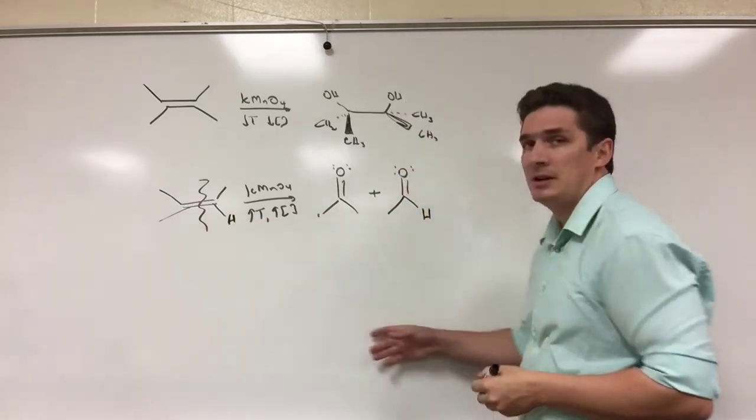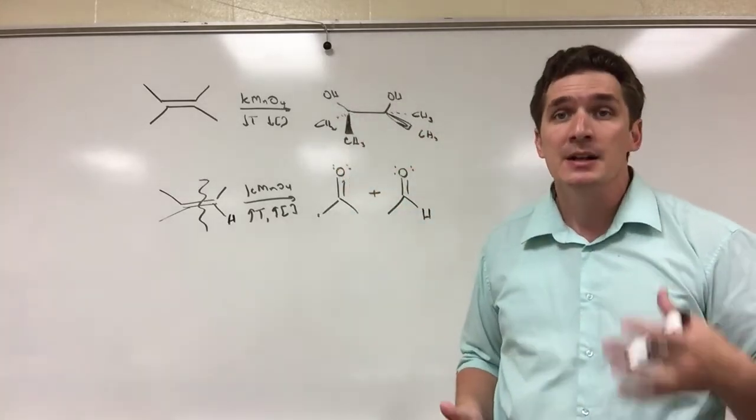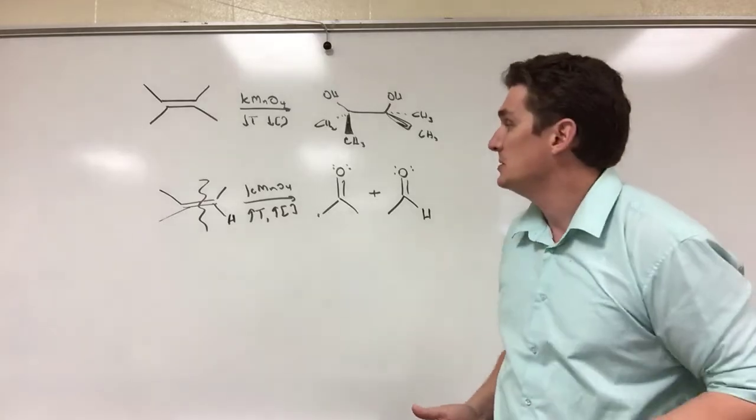Now, if for whatever reason one of these groups was a hydrogen, we produce a ketone and aldehyde. If one of these groups over here was an H group, we produce 2 aldehydes. The thing is that this is going to act a lot like ozonolysis.